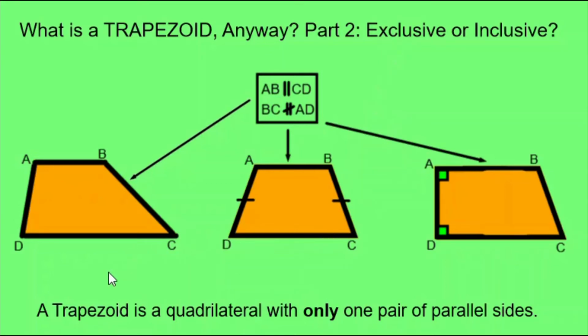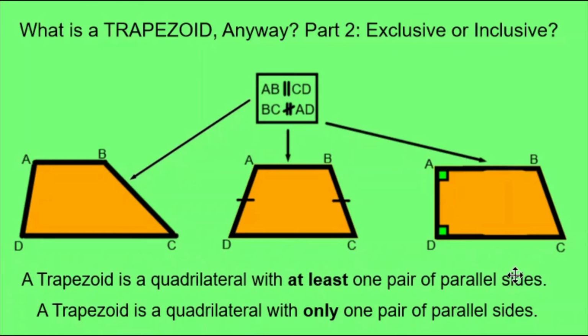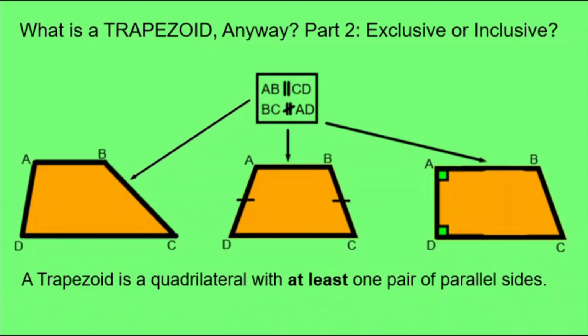Exclusive means that certain shapes are being excluded by the definition. We also have the inclusive definition, which looks quite similar. A trapezoid is a quadrilateral with at least one pair of parallel sides. So there's quite a difference between having at least one pair, which means you may have two pairs, or only one pair. Let's look at the inclusive definition now.